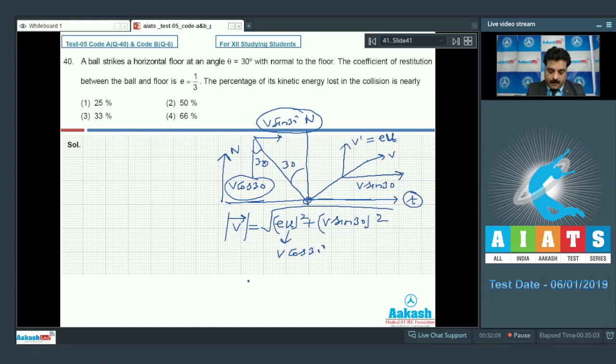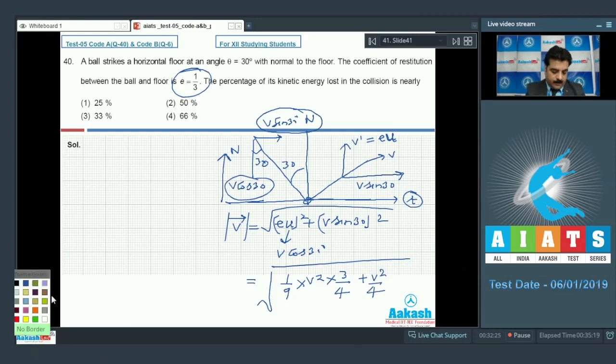So when you take the square and put in the value of coefficient of restitution, that is 1 by 3, we write 1 by 9 plus v square, cos 30 is root 3 by 2, so that is 3 by 4, plus v square by 4. When you calculate this value, you will get v upon root 3. So this is the final speed.